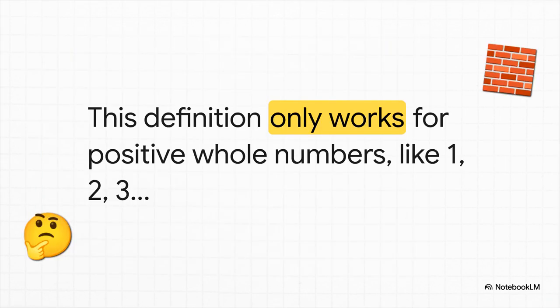And here's the problem. This is where we hit a total wall. That definition, the one we all learned, the whole step-by-step multiplication thing, it just completely falls apart if you try to plug in anything that isn't a positive whole number. A fraction? A decimal? Nope. The whole system just breaks. The rules are way too rigid.